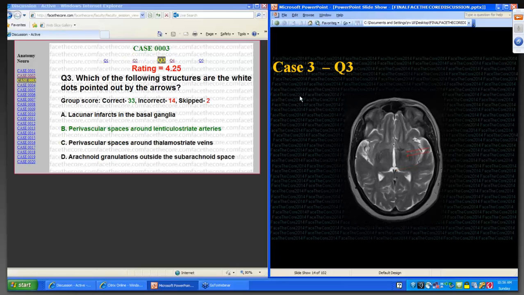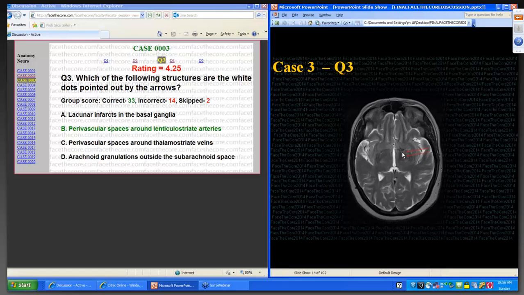Okay. So the next question is, which of the following structures are the white dots pointed out by the arrows? And that's great. A majority of people got this question correct. It's the perivascular spaces around the lenticulostriate arteries. Remember that the M1 segment has these lateral lenticulostriate arteries that then go into the basal ganglia.